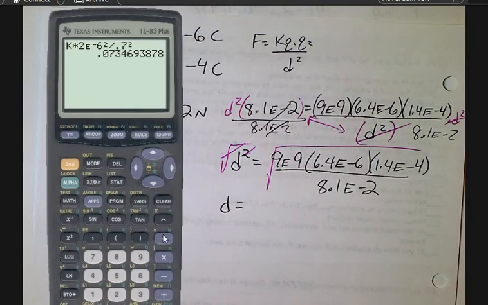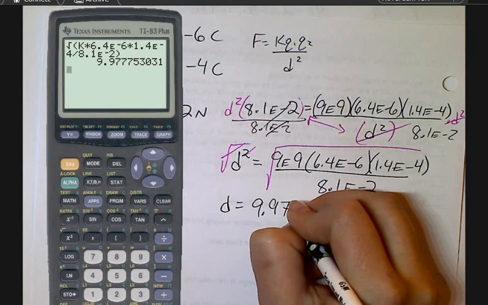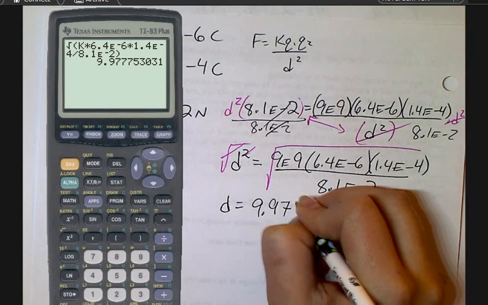Have square root of k times 6.4 e to the negative 6 times 1.4 e to the negative 4 divided by 8.1 e to the negative 2. And the distance is 9.978 meters.